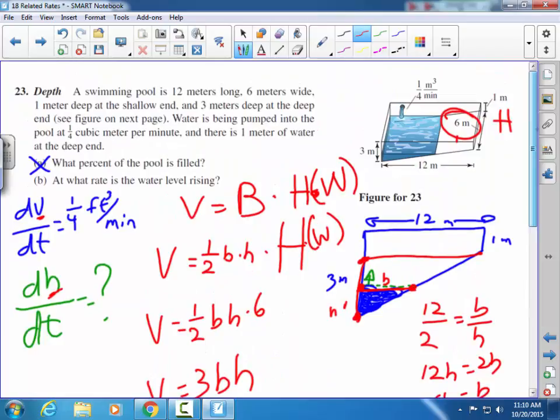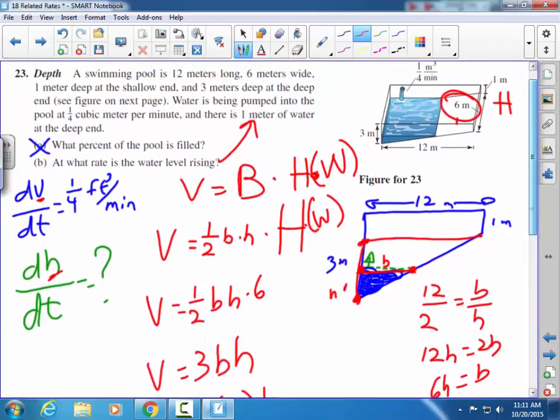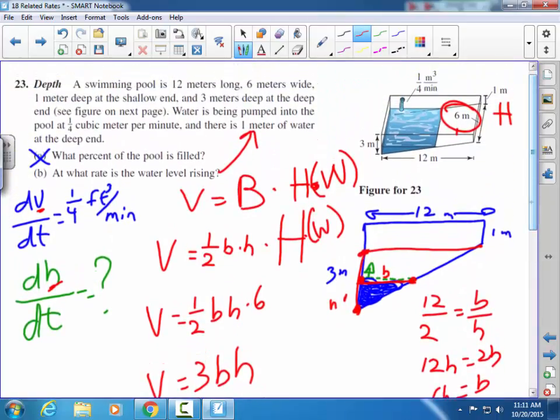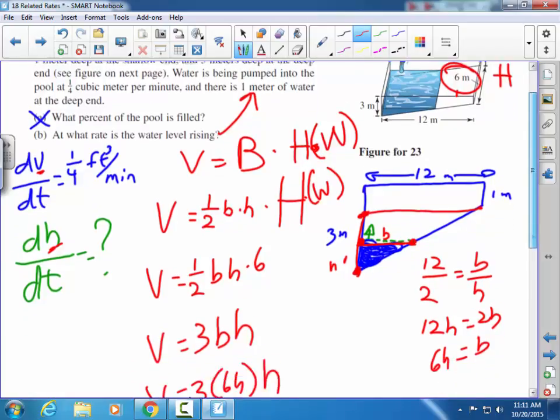Yes. What did it say? Water's being pumped in, implying at this particular point when it was 1 meter. Because if it had been, is it going to be rising at the same rate when it gets up here to 2 meters? No. Slower or faster? Slower. Just like before, the further up the water goes, the slower it seems to be rising.